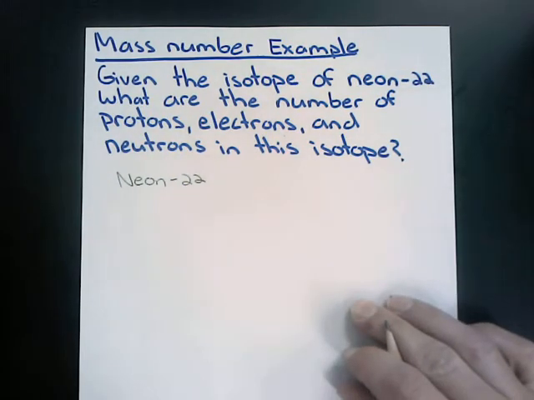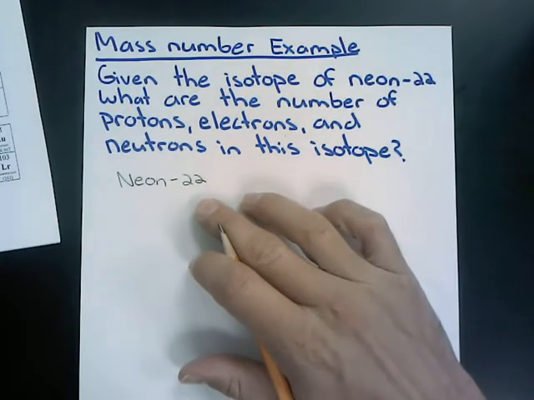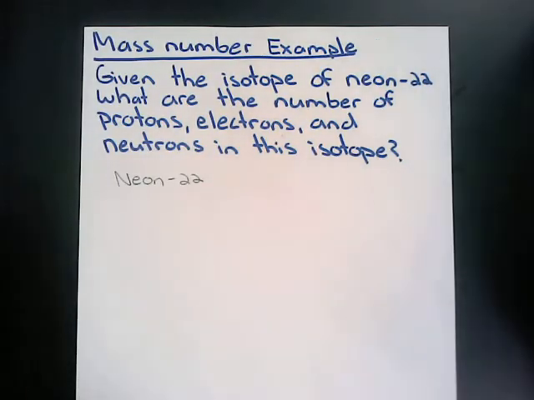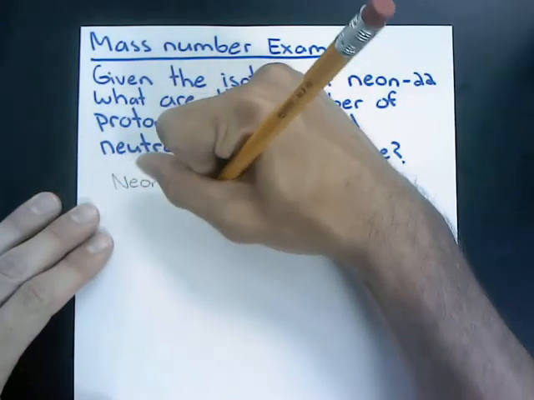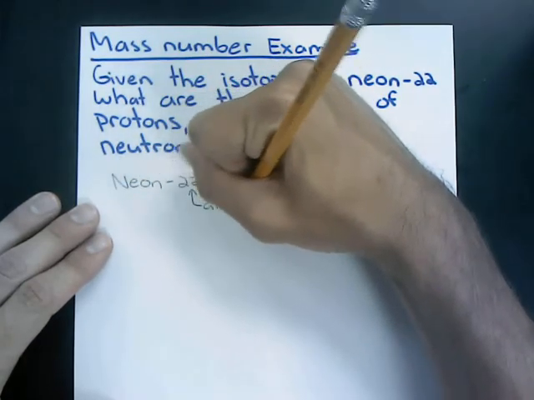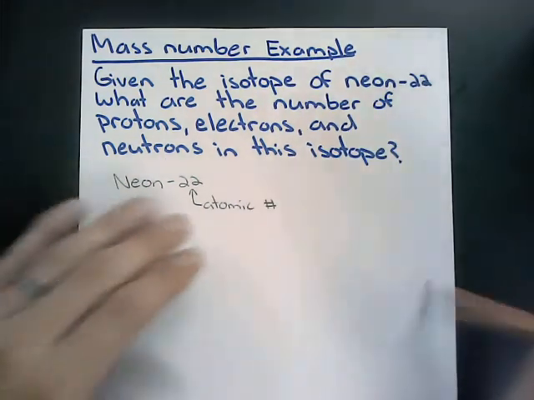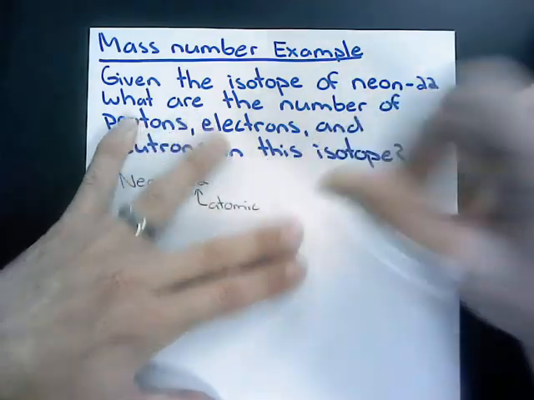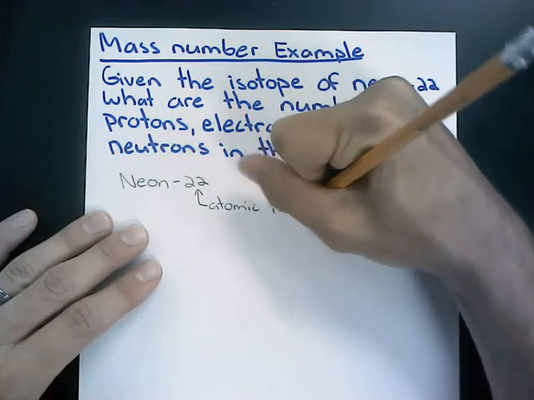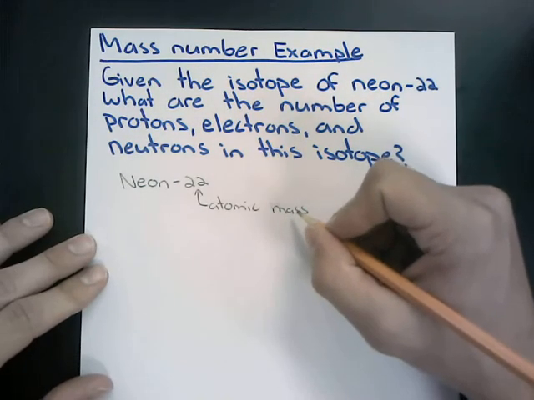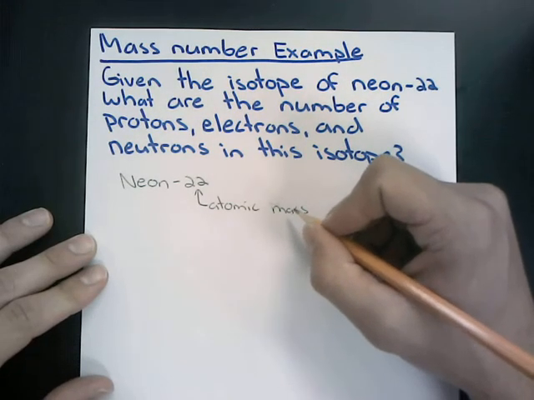So neon 22, what that dash 22 means, if you look back on your previous page of notes, this right here is the atomic number. Oh, I'm sorry. This right here is the atomic mass. Made a mistake there. That's the atomic mass. What we can do now is plug this into our formula.